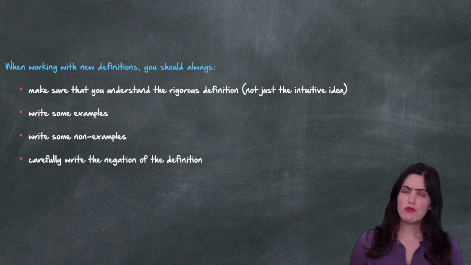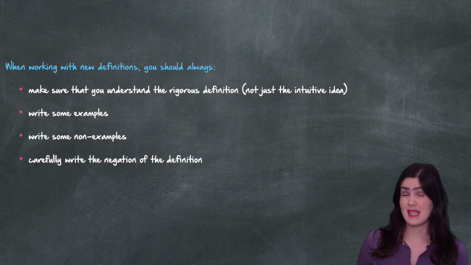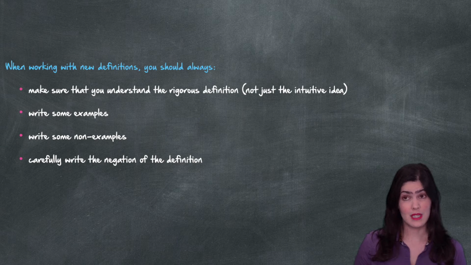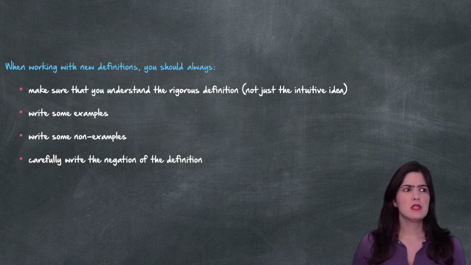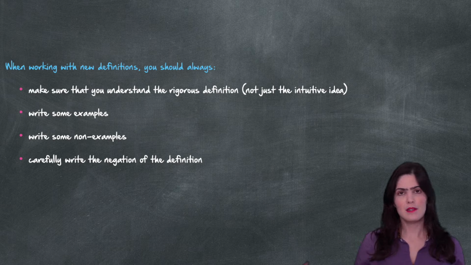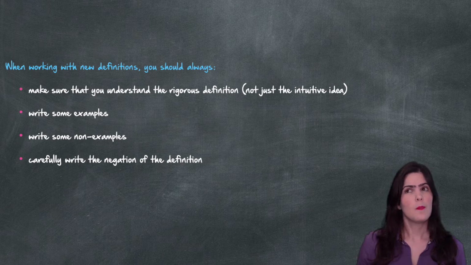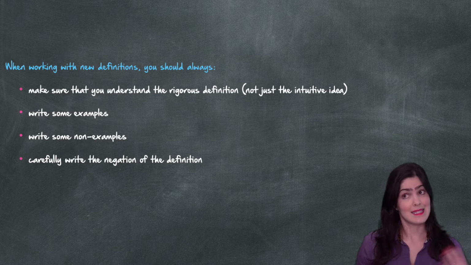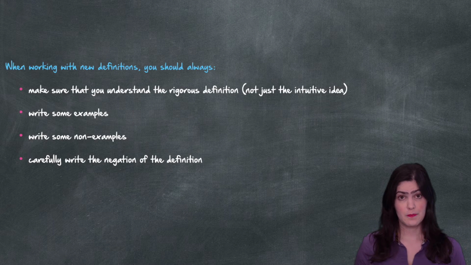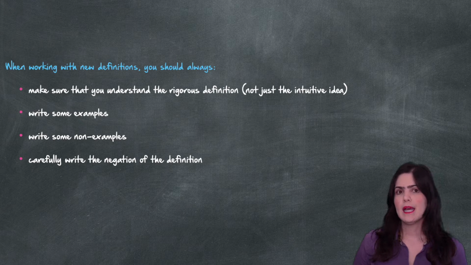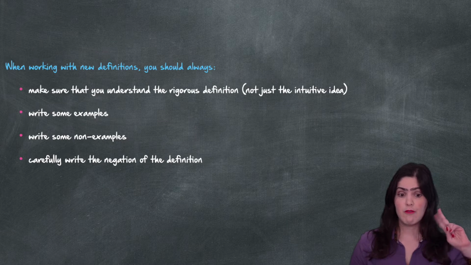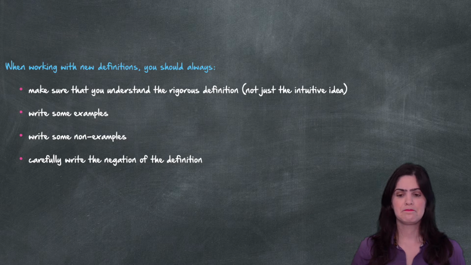After that, make sure you write some examples of objects that satisfy the definition, but it's also important to write non-examples, so examples of things that don't satisfy the definition. Because if we define something and absolutely everything satisfies the definition, it's not very useful. So it is always good to look at things that satisfy the definition and things that don't. And try to carefully write the negation of the definition. And you will see that steps 3 and 4 usually go together.